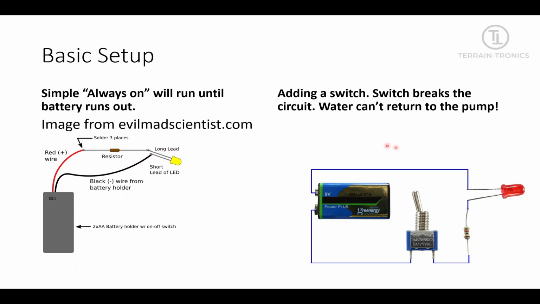Now, if you add a switch to this, again, the switch breaks the circuit. It stops the electrons flowing through. Water can't return to the pump to be pushed around again. So again, thinking of that water analogy. And again, in this diagram, look, there's our resistor. It's always there. We always have to limit the current.